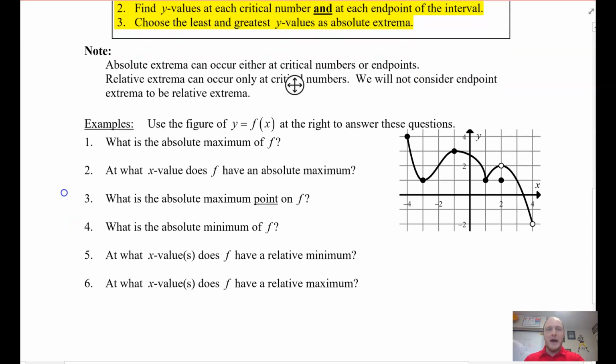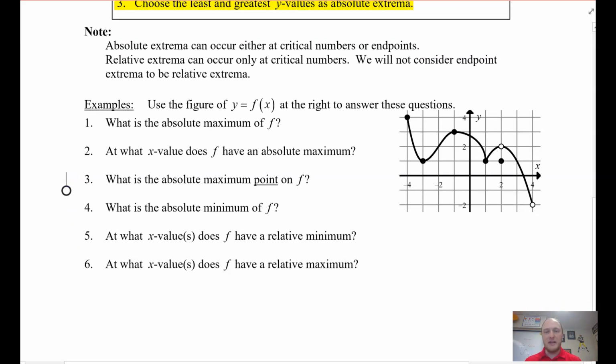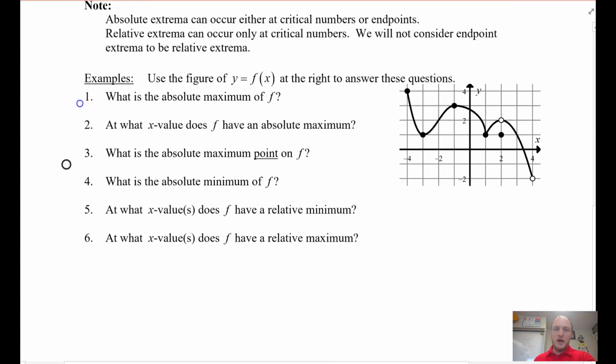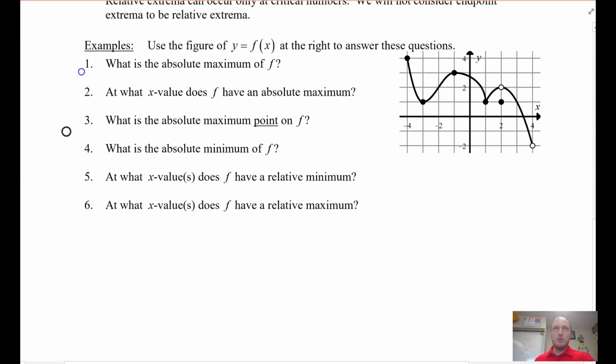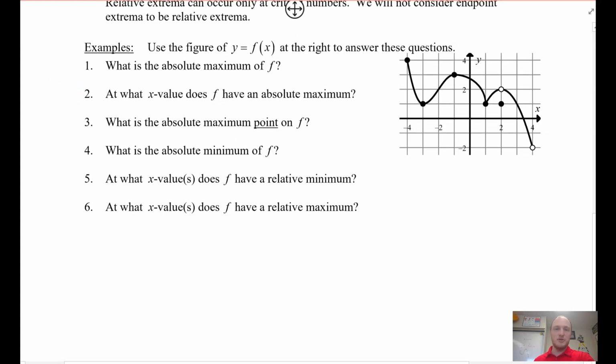So note, absolute extrema can occur at either the critical numbers or the endpoints. Relative extrema only occur at critical numbers, okay? So you don't have to consider the endpoints for relative maxes and mins. All right, so what we're going to do here is we will look at some visual examples.